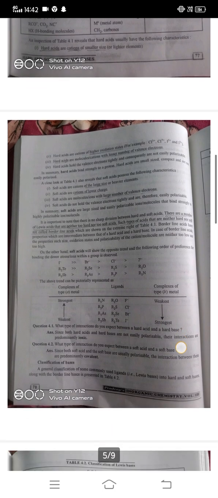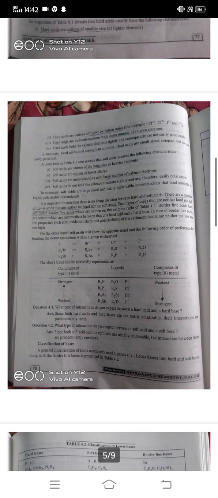Hard acids are cations of smaller size. Hard acids are cations of higher oxidation state. Hard acids are molecules or cations with a lesser number of valence electrons. Hard acids hold the valence electrons tightly and consequently are not easily polarizable. In summary, hard acids bind strongly to a proton. Hard acids are small-sized, compact, and are not easily polarized.